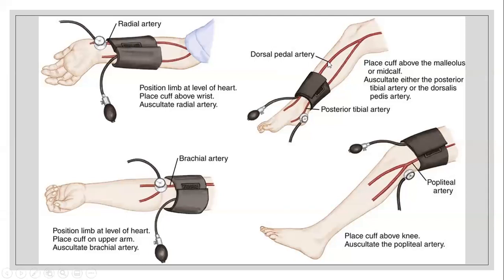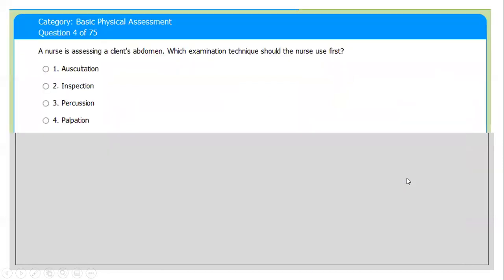This is the dorsalis pedis artery in the legs, and here the popliteal artery in the knee joints. When I need to check the blood pressure in the legs, place the cuff above the medial malleolus and auscultate either the posterior tibial artery or the dorsalis pedis artery, either this or here. If I need to check the popliteal artery, place the cuff above the knee, but here below. Auscultate the popliteal arteries.